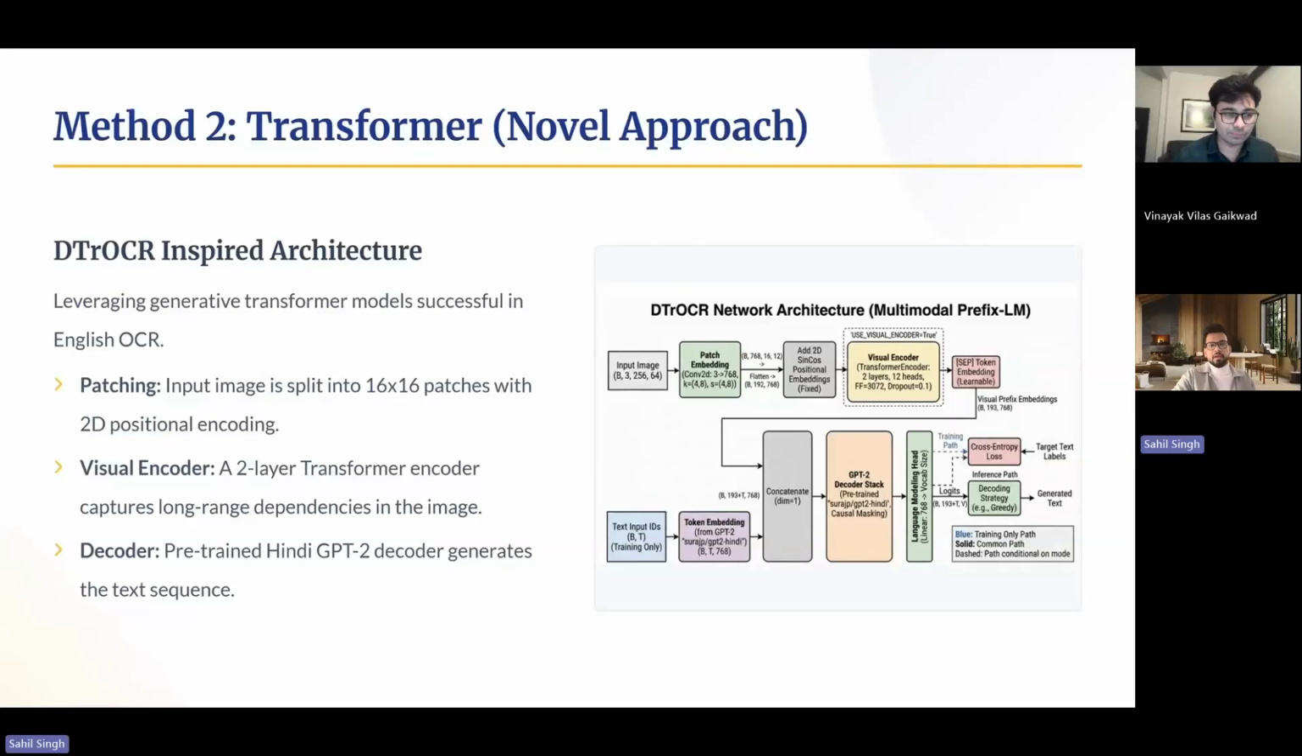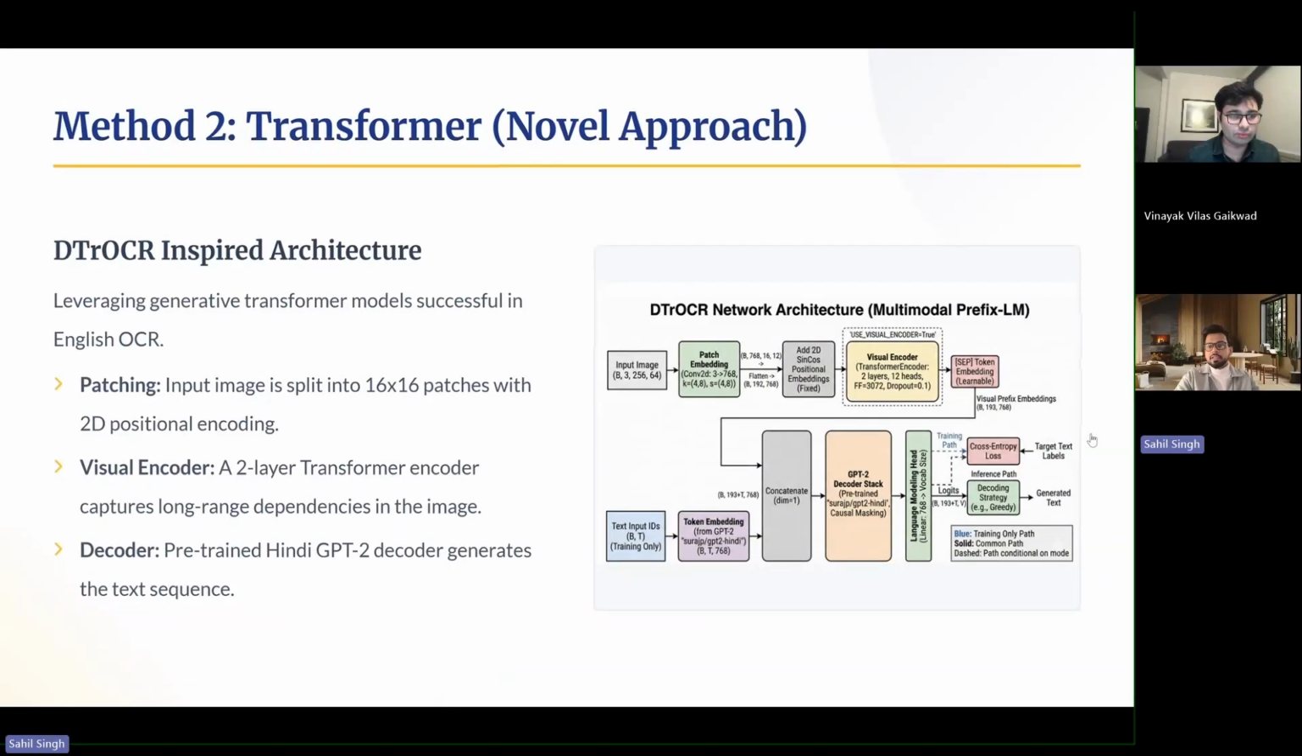The second approach that we tried was using a transformer-based architecture, where we train the decoder of a transformer to directly learn the correlation between the input image and the output text. During training, the input image is divided into several patches. These patches are converted into patch embeddings using a convolutional layer. To this, we add positional embeddings. Optionally, a visual encoder is also used, which helps us learn the long-range dependencies between patches. We then add a separator token and append the text embedding.